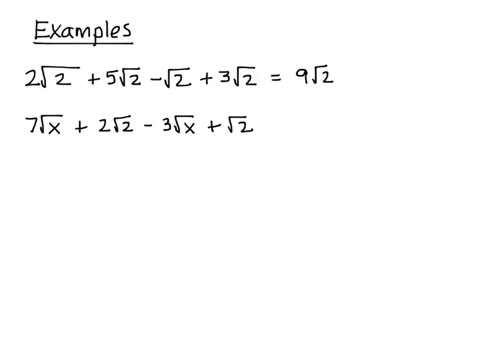Okay, so now we have a mix. We have the square root of x and the square root of 2, so we can combine the coefficients of the square root of x, and we can combine the coefficients of the square root of 2 to get 4 times the square root of x plus 3 root 2.